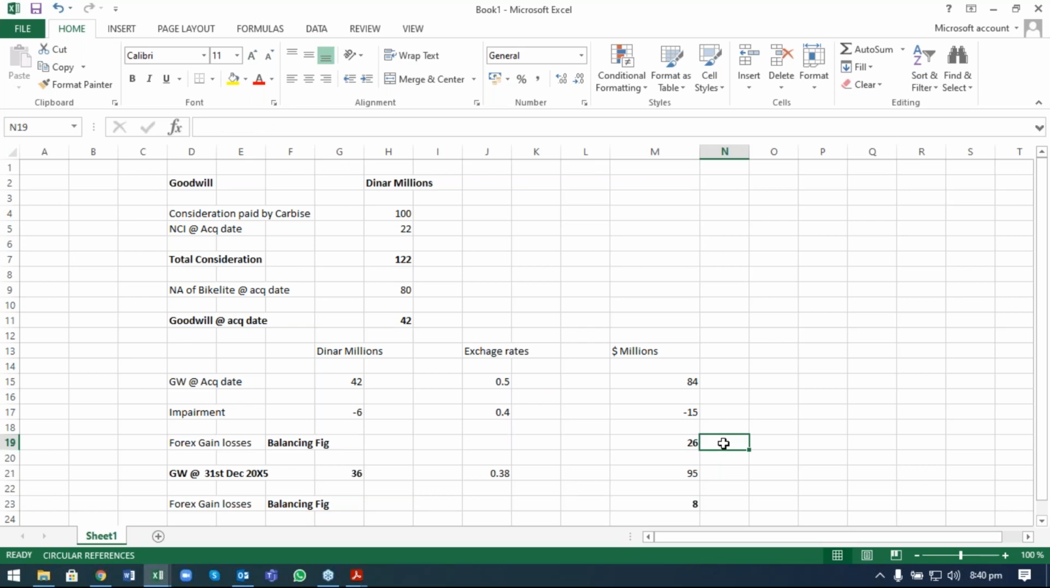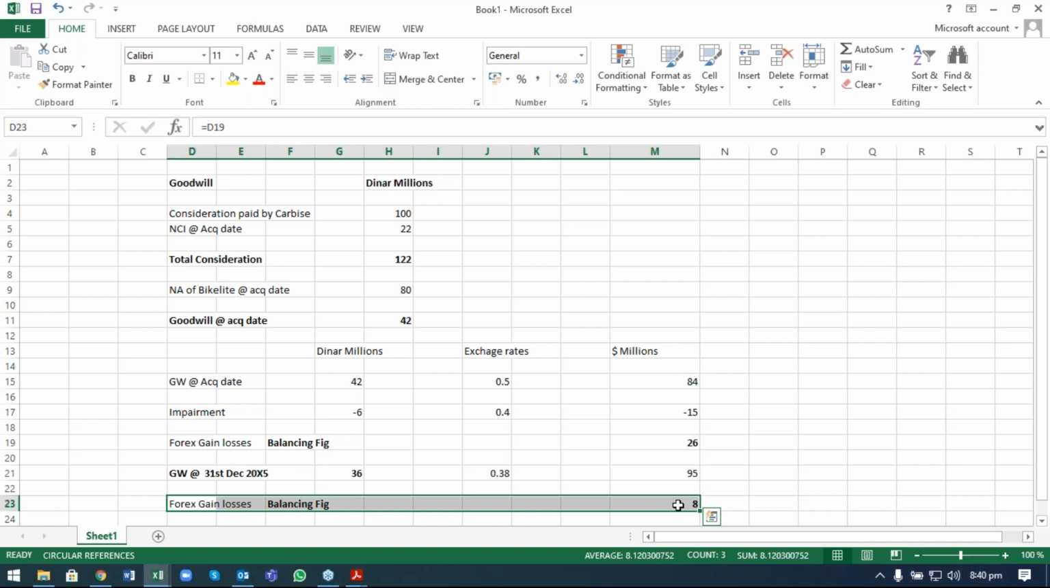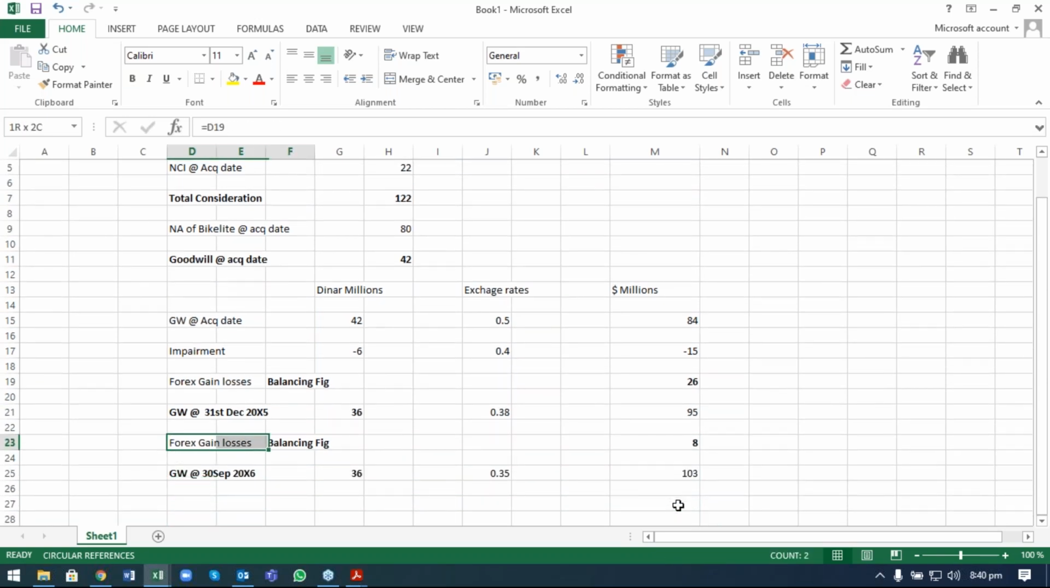We are just looking into what is the value of goodwill, or what are the foreign exchange gains and losses till December. There is another foreign exchange gain reported on the goodwill of Backlight, which totals 8 million. So the total of 26 plus 8 million foreign exchange gains should be reported in other comprehensive income in the respective periods. Like 26 million should be reported for the year ended 31st December 2006, and 8 million of foreign exchange gains should be reported in other comprehensive income till 30th September 2006, right?